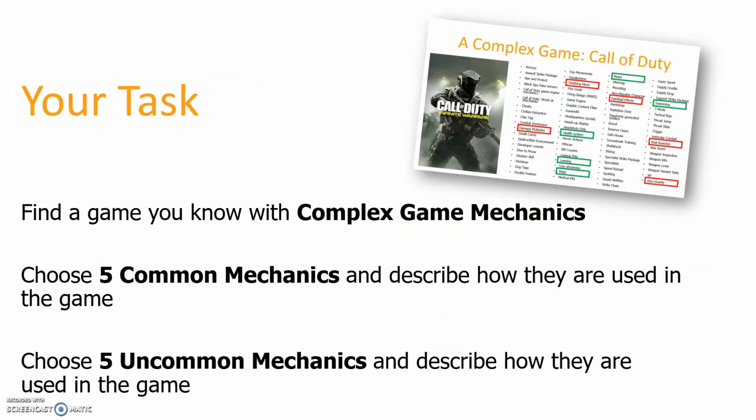So what I would like you to do is to pick a game or a series of games, like what I've done with Call of Duty, that you know has complex game mechanics. Okay, so it could be something like Spyro or even Mario and things like that. They've got quite complex mechanics. Okay, but a kind of complex game. And I want you to choose from all of the mechanics that you can find about that game 5 what we would call common or more simple mechanics that you've maybe found in lots of games of that type, and then 5 uncommon mechanics.